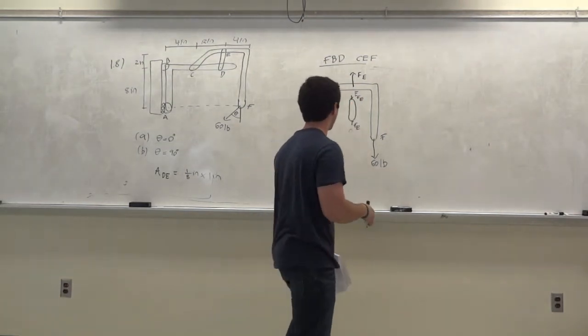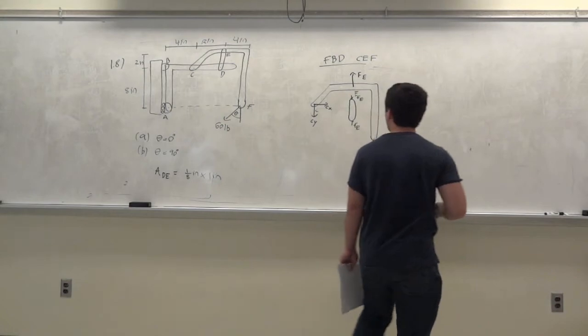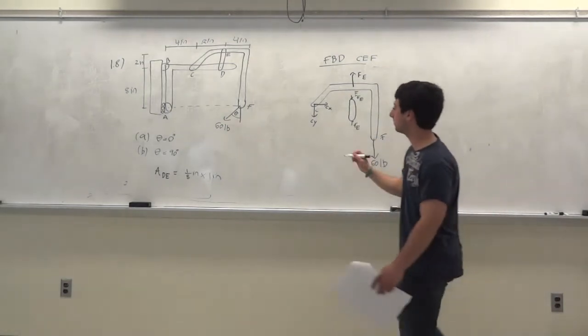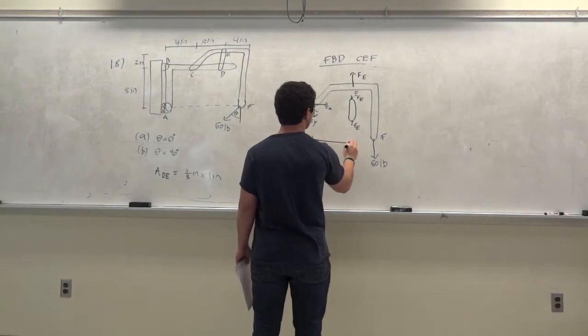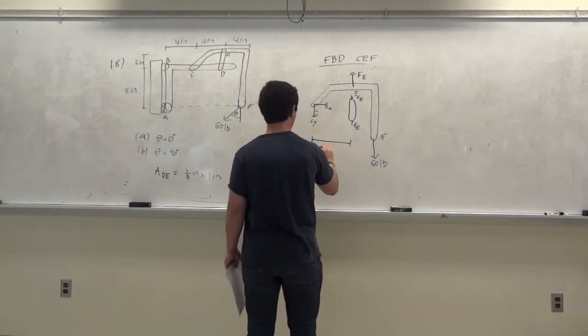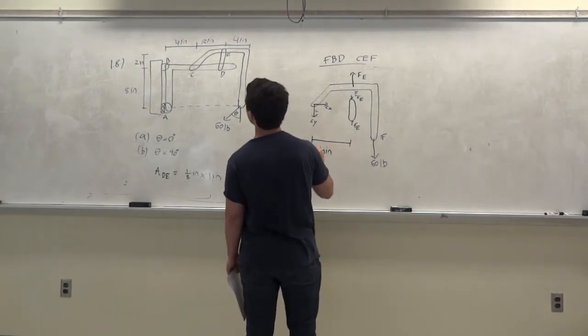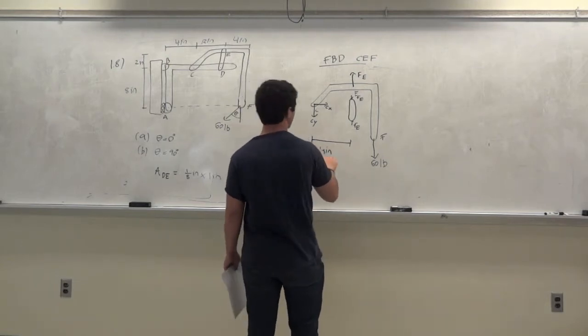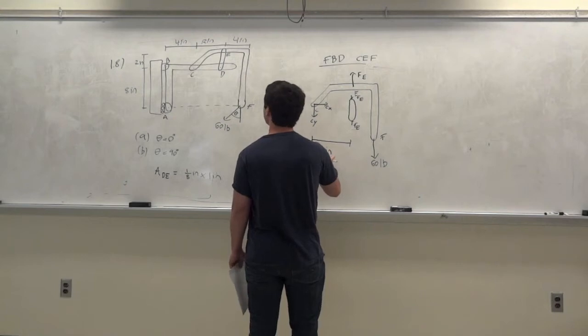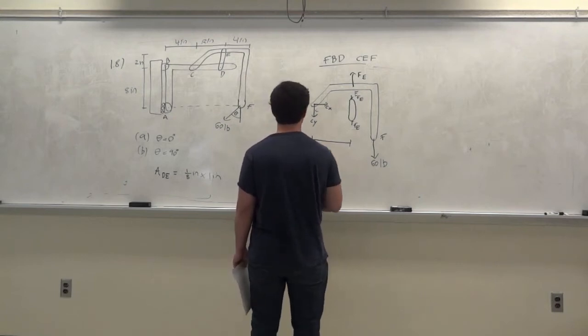Okay, so we got the complete free body diagram. Now we just need dimensions, because we're going to have to sum moments. So this is 4 inches. No, it's not. It's 16, right? Yeah, 16. This is 16 inches.